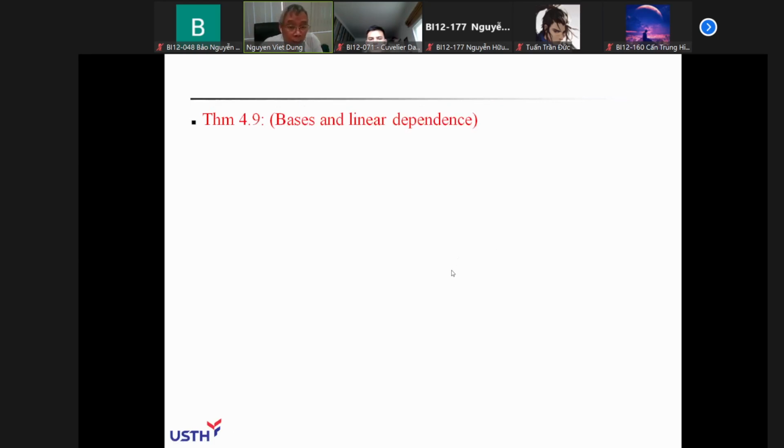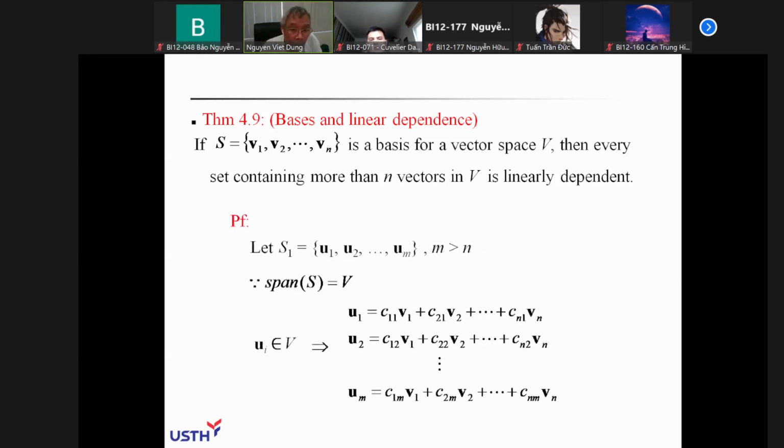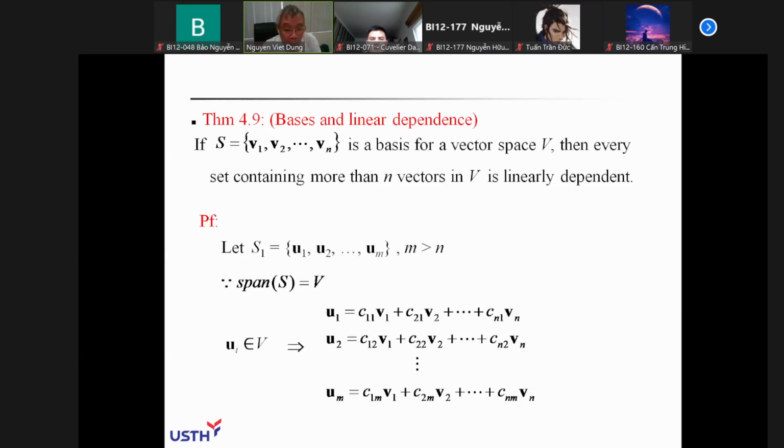Now I have some properties about the basis and linear dependence. Suppose that we are given a basis for the vector space V consisting of v1, v2 up to vn. Then any subset of V containing more than n vectors is always linearly dependent. It cannot be linearly independent. There is a proof here. I will not go into the detail for you. However, sometimes you have an exercise that requires you to prove something to be linearly dependent.